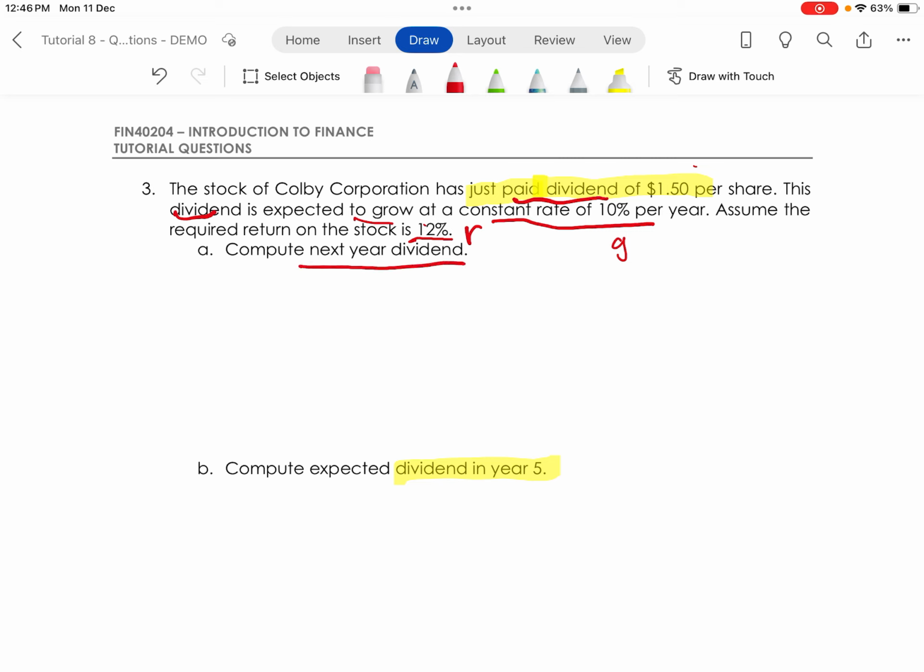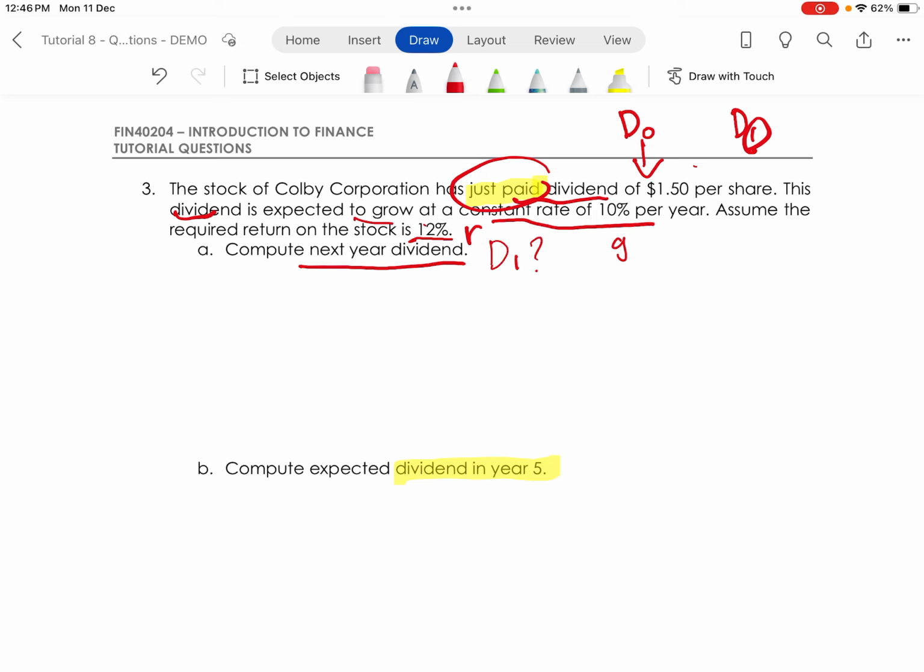Now, the first question asks you to compute next year's dividend. Usually in my questions, I will either give you D0 or D1. This is D0. D0 is the dividend that has just been paid, last year's dividend, or recently paid. D stands for dividend, zero means at the moment, or the current, or the last year. D1 means next year's dividend. So for question A, you need to determine D1.